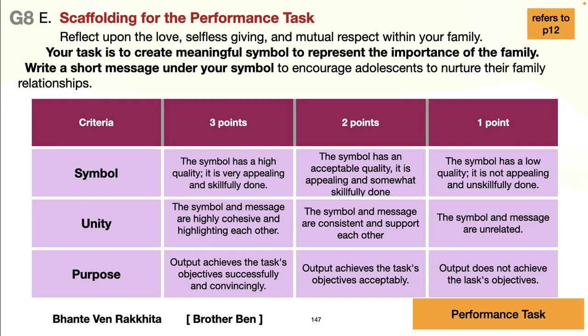For 3 points, the symbol and the message are really highly cohesive. They stick together well, and they are highlighting each other, supporting each other. And for 3 points, the purpose, the output achieves the task's objectives successfully and convincingly. For 2 points, well, the symbol has an acceptable quality. It is appealing and somewhat skillfully done. For 2 points about the unity, the symbol and the message are consistent and support each other. And for 2 points, the purpose, the output achieves the task's objectives acceptably.